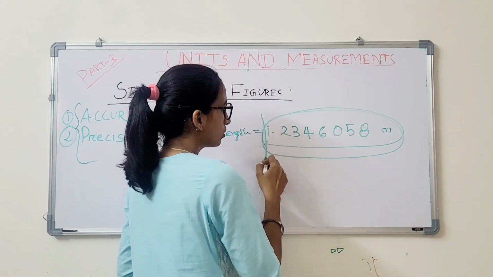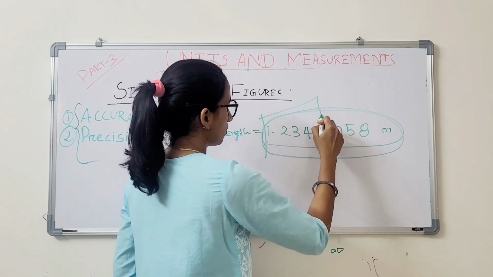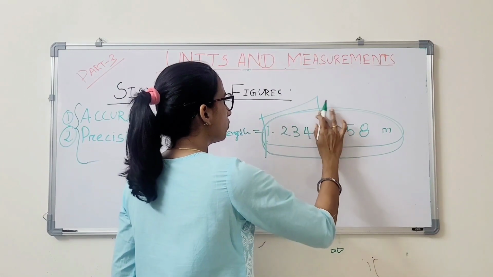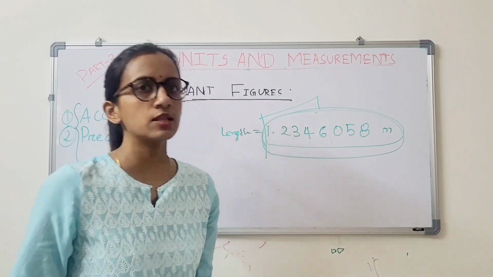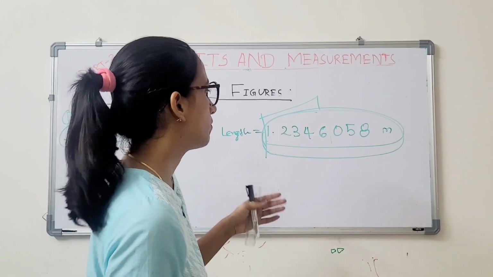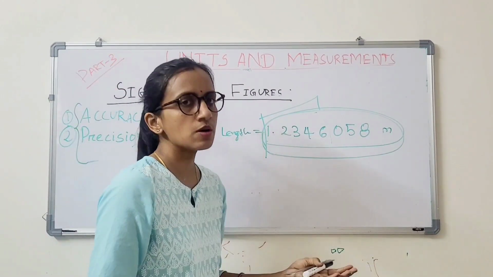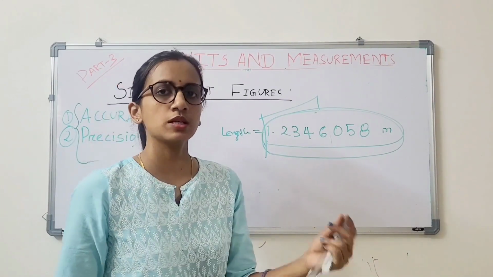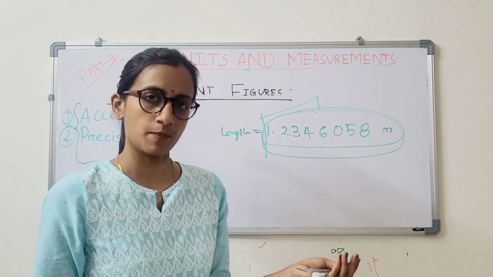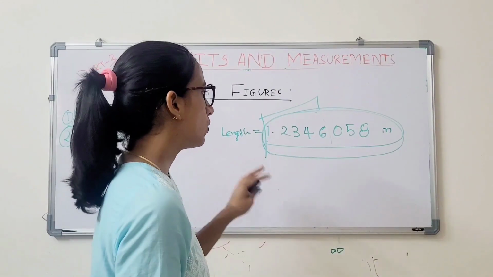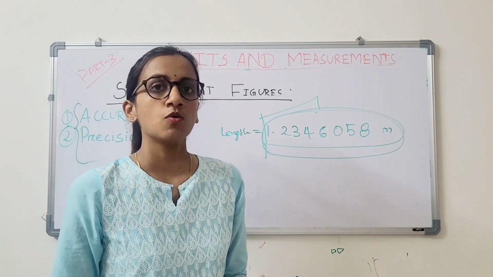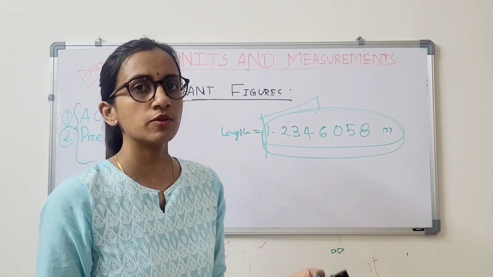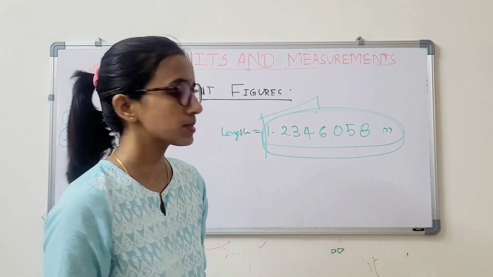So to know the perfect measurement, up to which extent we can consider the measurement is perfect, the significance of the measurement can be determined by knowing the number of significant figures in that measurement. For that, we have to follow some rules which govern the number of significant figures.